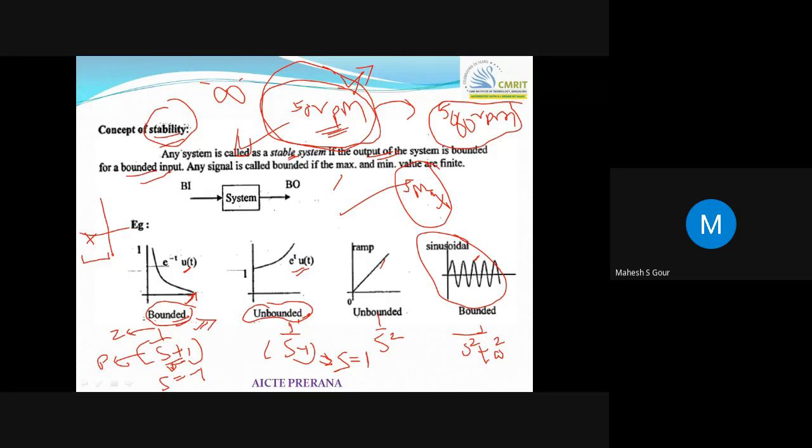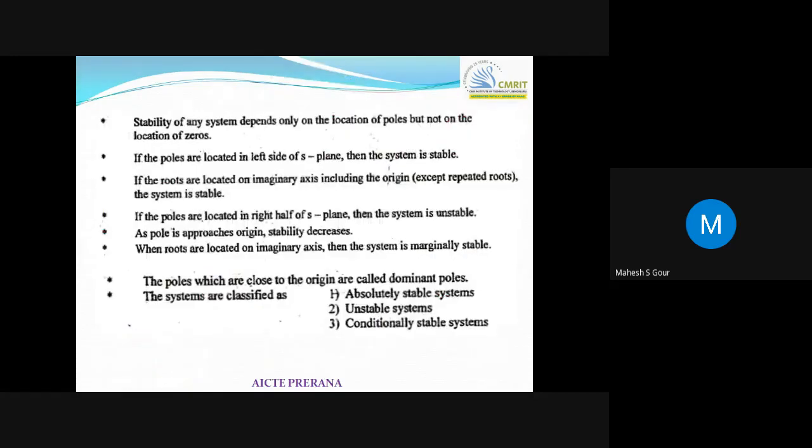So when I plot on the s plane, it will be on the right hand side of the s plane, right? S is equal to 1 is on the right hand side of the s plane. So this system is unstable. It is producing unbounded output, right? Okay, so these are the basic things. If the poles are present on the right hand side of the s plane, the system is unstable.